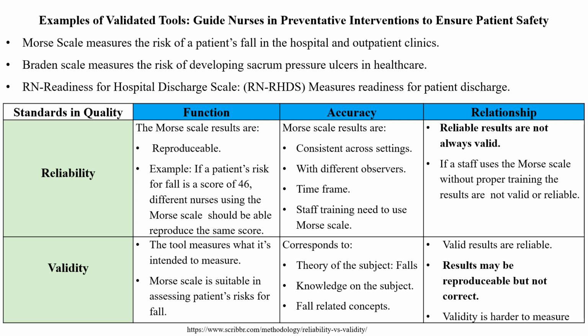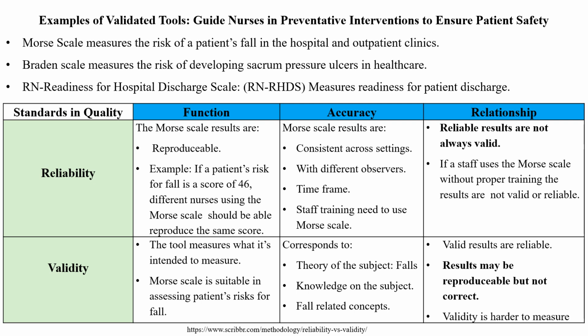Usually this can change. If the patient is improving, this score should decrease, and if the patient is getting worse, then the patient's risk for fall also increases. Under validity, here we are trying to make sure that the tool measures what it's intended to measure. So the Morse scale is a very good scale that helps to assess patient risk for fall.